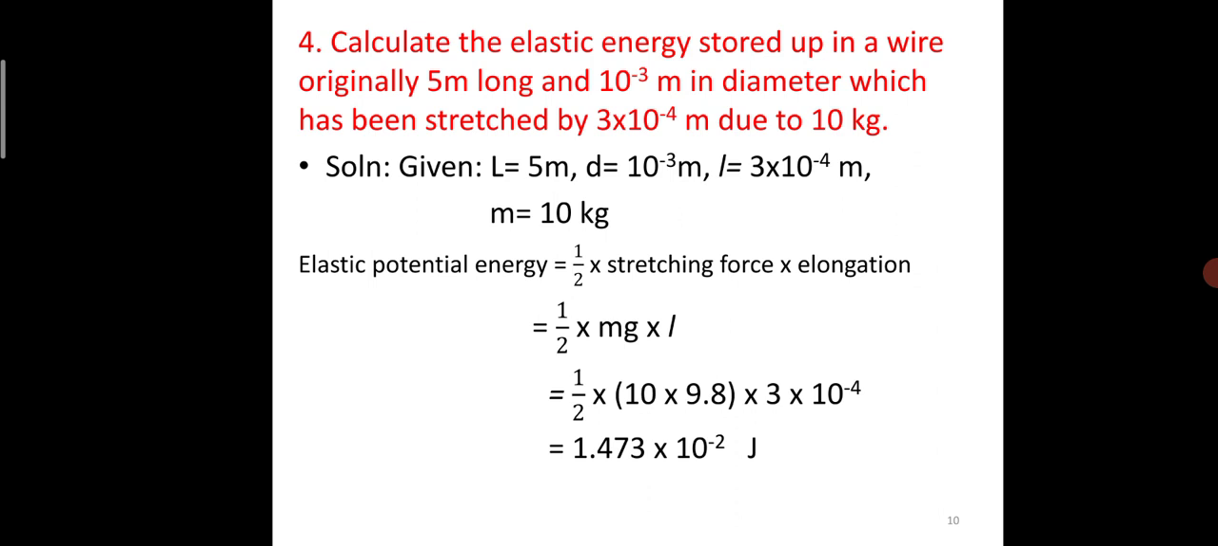Then we know the expression for elastic potential energy. It is equal to half into stretching force into elongation. Half into stretching force, which is given by m into g, and elongation is l. Then it is equal to half into 10 into 9.8 into 3 × 10^-4. Finally, we have elastic potential energy is given by 1.473 × 10^-2 joule.